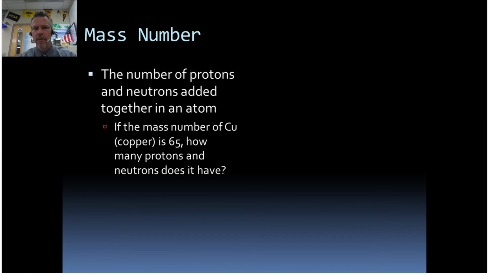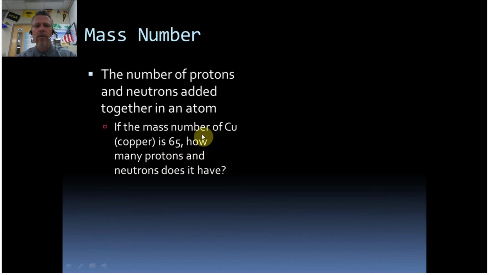The mass number has to do with how much the atom weighs. So to find the mass number, it's the number of protons and neutrons added together. All right. And as we mentioned before, an atom can have varying numbers of neutrons. Let's take an example here. If we have a mass number of copper being 65, how many protons and neutrons does it have?